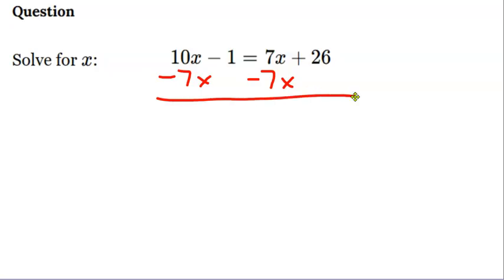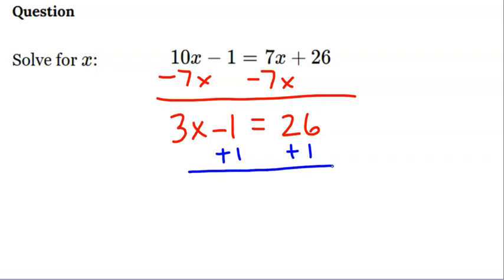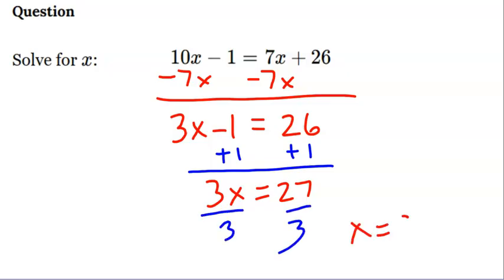I'm going to choose to subtract 7x because I like my letters on the left-hand side. And when I rewrite, I no longer have variables on both sides. Continue using your inverse operations to isolate your variable. The final step here gives us x is equal to 9.